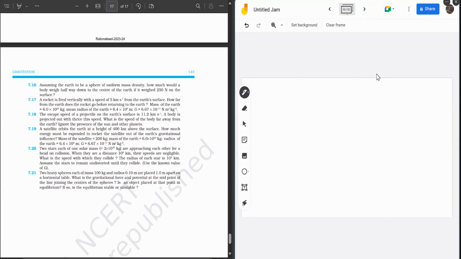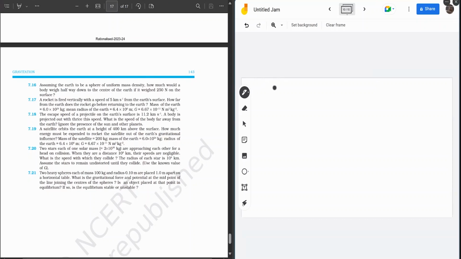Next question. Two stars each of one solar mass are approaching each other for a head-on collision. When they are at a distance 10 to the power of 9 kilometers, their speeds are negligible. What is the speed with which they collide? The radius of each star is 10 to the power of 4 kilometers. Assume that the stars remain undistorted until they collide.